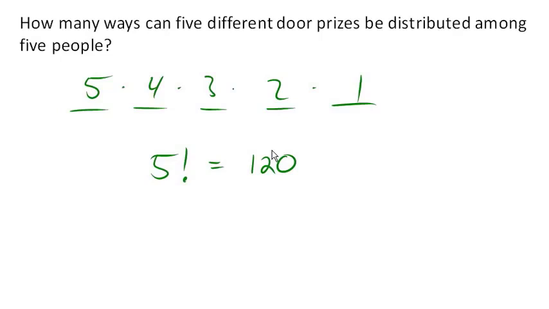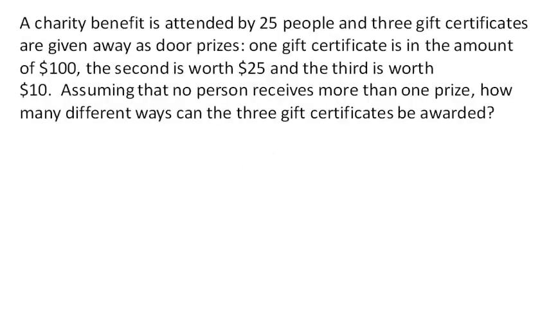Now let's look at a slightly different one. A charity event is attended by 25 people, and we're going to give away 3 prizes, and they're different prizes. No person receives more than 1 prize. How many different ways can we distribute these? So we only have 3 prizes, and the order does matter because it matters who gets the $100 prize versus who gets the $25 prize. So how many choices do we have for the first prize, for the $100 prize? Well, there's 25 people, so there are 25 possibilities for that prize.